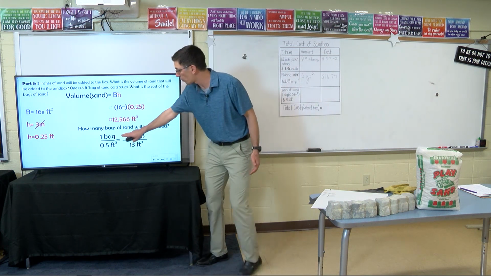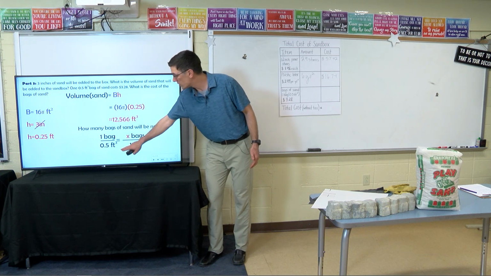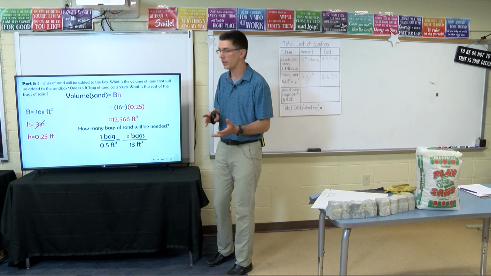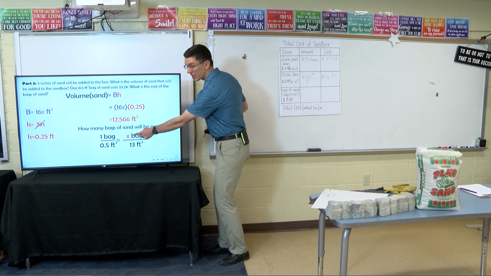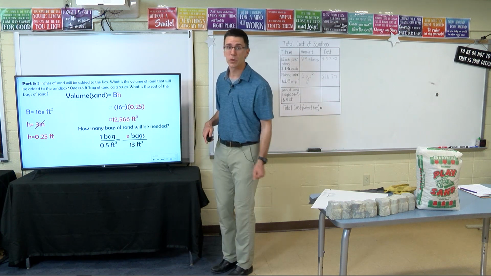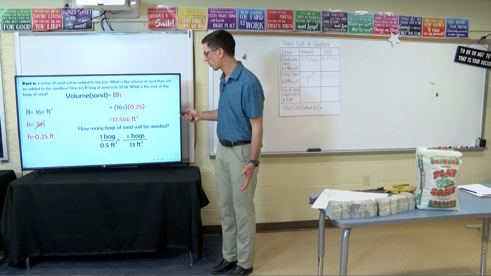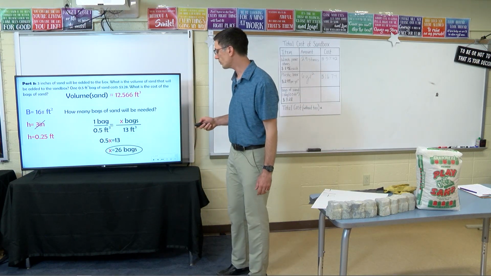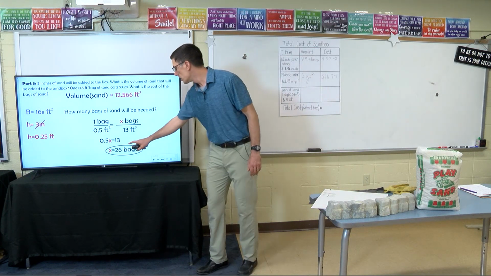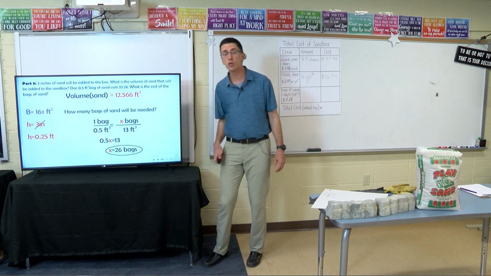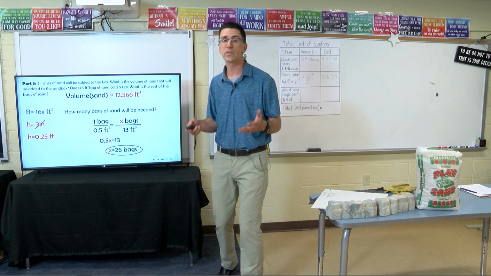So again, here's our unit rate. 1 bag is 0.5 cubic feet. Well, we want to figure out how many bags. X bags over 13 cubic feet. We rounded up to the nearest whole cubic unit there. We cross multiply 0.5 times X, 1 times 13. And we get 0.5x equals 13. We divide both sides by 0.5, and we get 26 bags of sand.